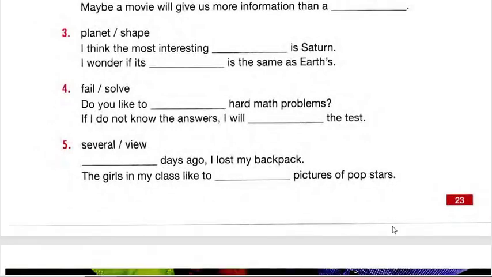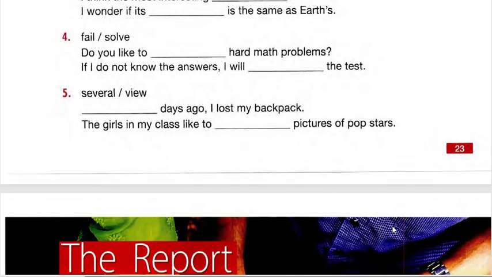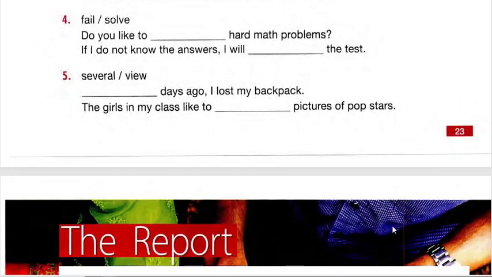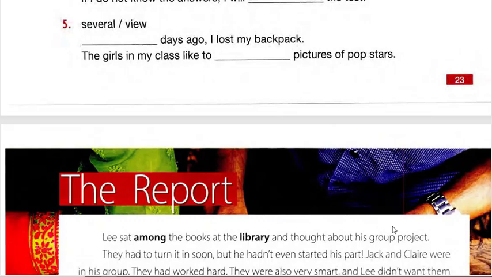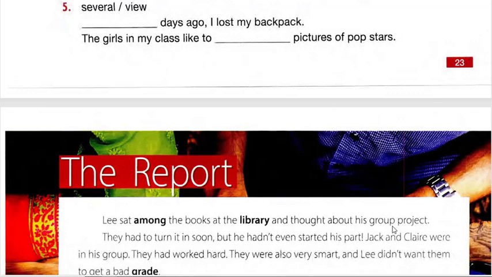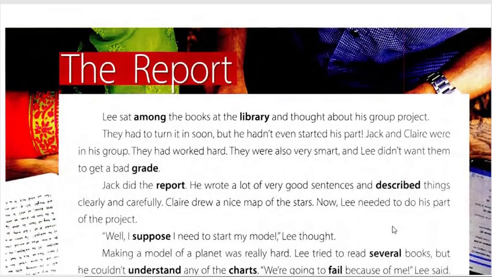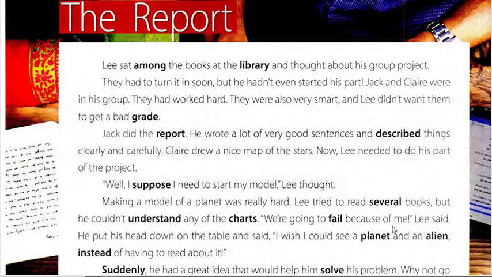So number 3, planet or ship. I think the most interesting planet is Saturn. I wonder if its shape is the same as Earth's. The next one is, do you like to solve hard mathematical problems? If I do not know the answer, I will fail the test. Several days ago, چندین روز قبل, I lost my backpack. The girls in my class like to view pictures of pop stars. Now here we have the story guys, the report, گزارش.